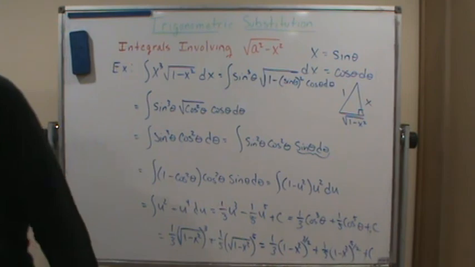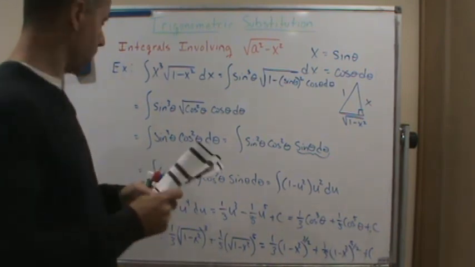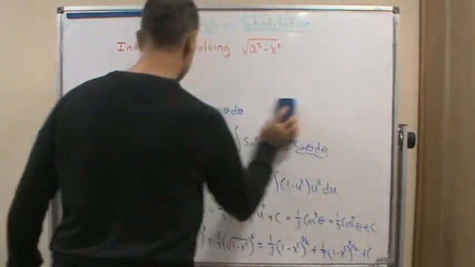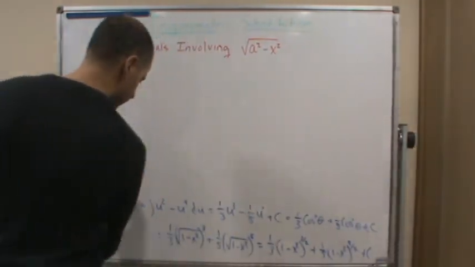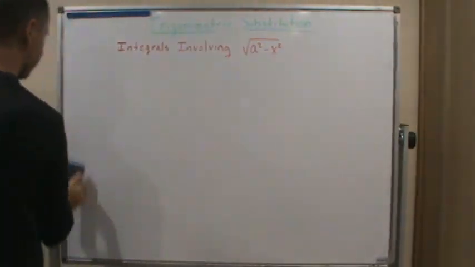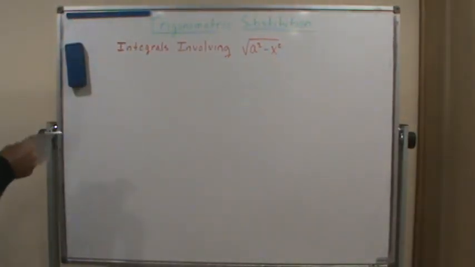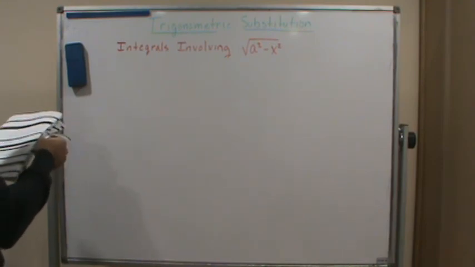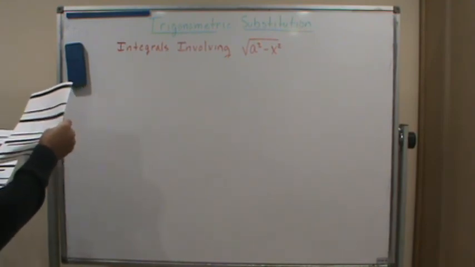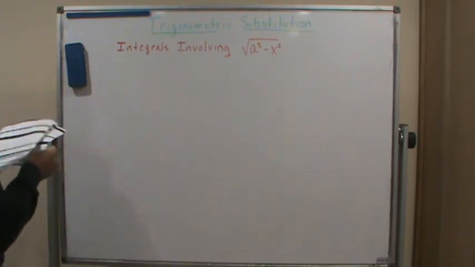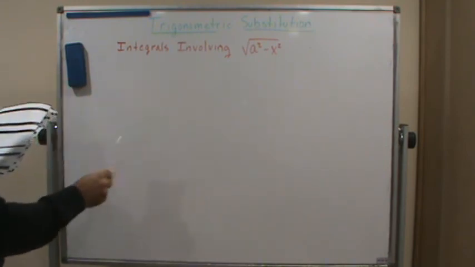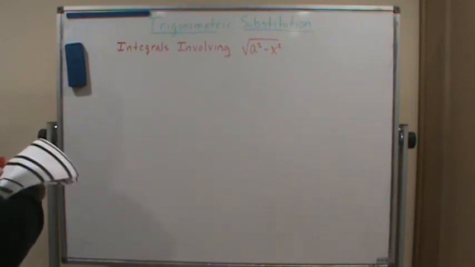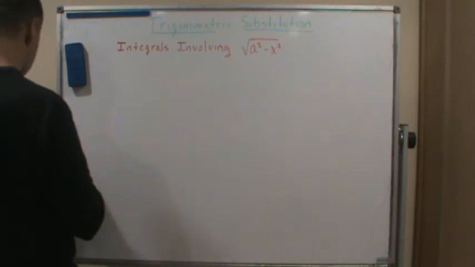So now, here's what I want you guys to do. So here's one for you guys. In fact, I might have a couple. Do I have a couple here that I want to give you? Okay, here's one. So try this one.